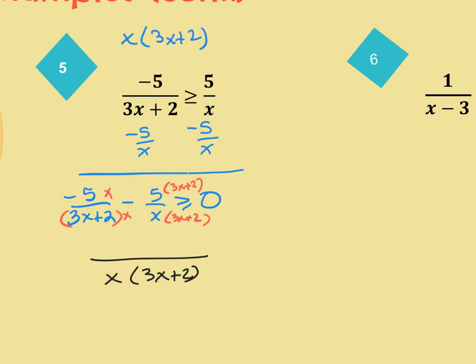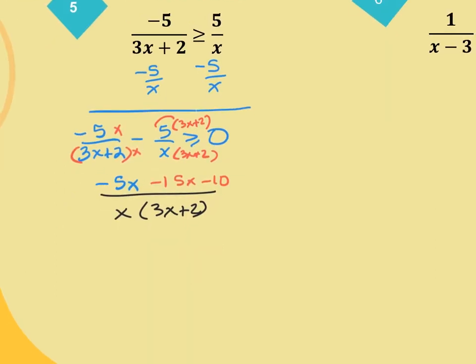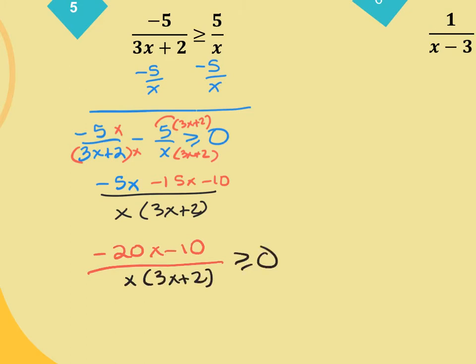So the first fraction is just negative 5x. The second fraction, when I distribute this negative 5, becomes negative 15x minus 10. I now need to combine the like terms in the numerator. So I can combine the negative 5x and the negative 15x, and I get negative 20x minus 10. Again, leave the denominator alone. And this is greater than or equal to 0.